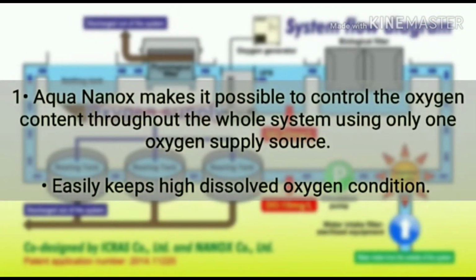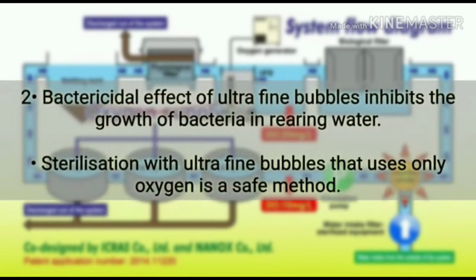In the closed recirculating aquaculture system, Aquananox makes it possible to control the oxygen content throughout the whole system using only one oxygen supply source. It easily keeps high dissolved oxygen condition.